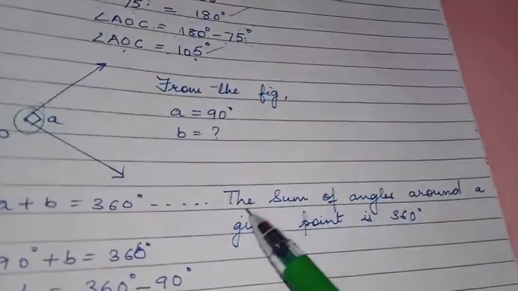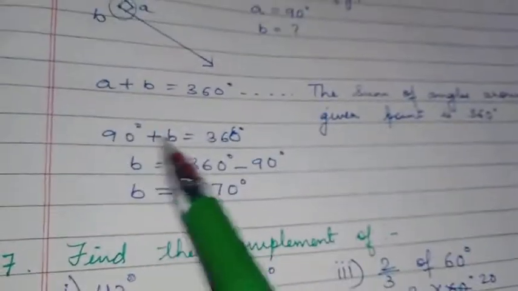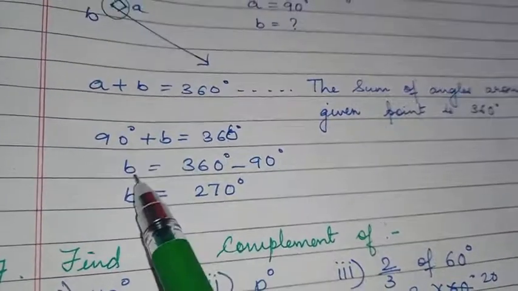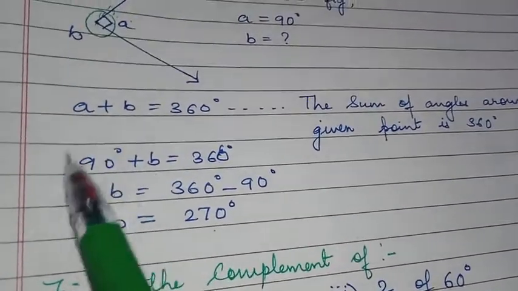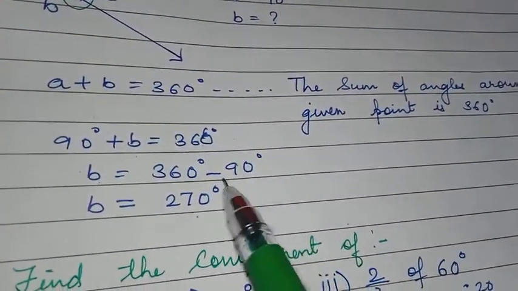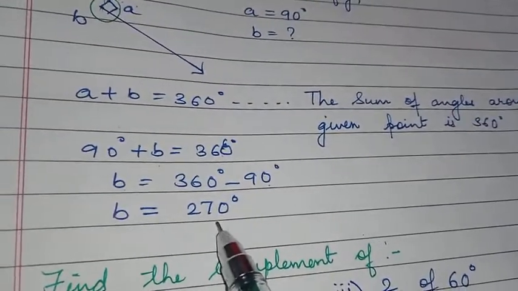The reason, as I have told you, is that the sum of angles around a given point is 360 degrees. So 90 degrees plus B is 360 degrees. B is equal to 360 degrees minus 90 degrees, which is equal to 270 degrees. Plus 90 when transposed here becomes minus 90 degrees. So 360 degrees minus 90 degrees is equal to 270 degrees.